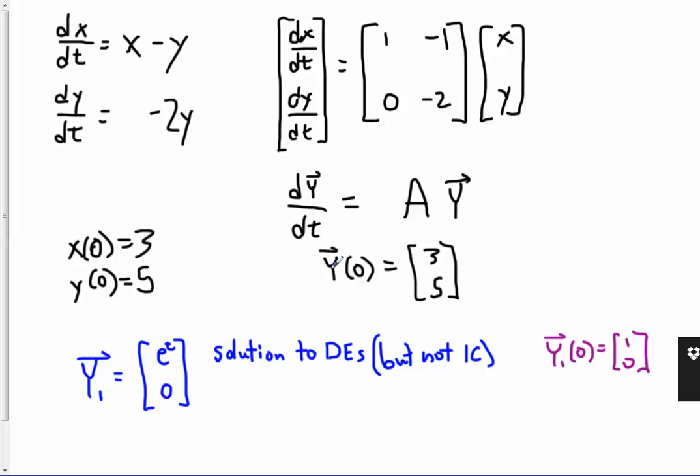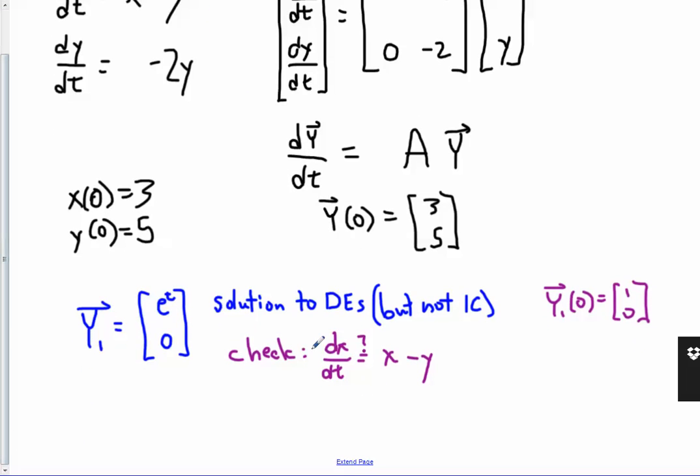So let's check this out. If I look at dx/dt, it's supposed to equal, so question mark equals, x minus y, right? Well, in my solution, this is my x, and this is my y. This is what I'm claiming is a solution. And the derivative dx/dt is, of course, e to the t, and x minus y would be e to the t minus 0. So that definitely checks out.